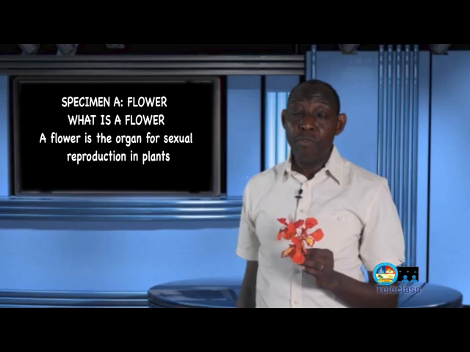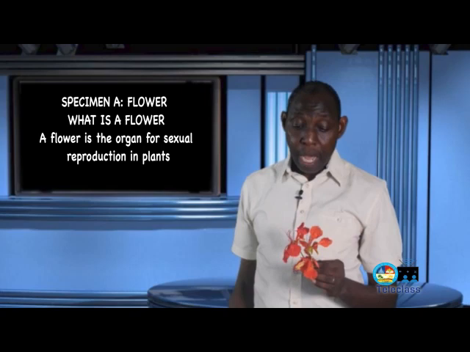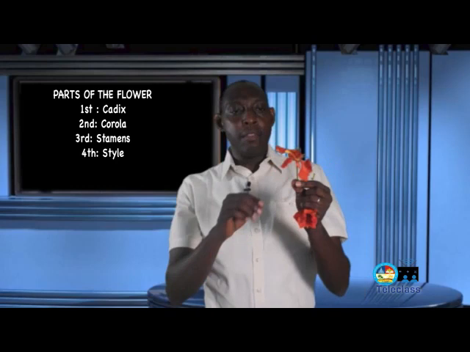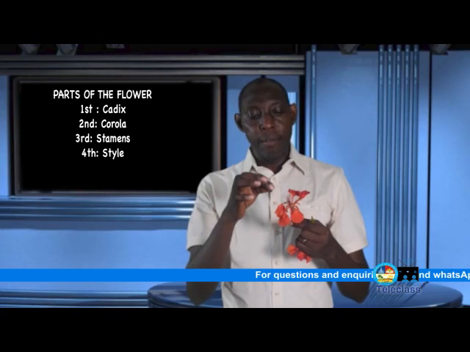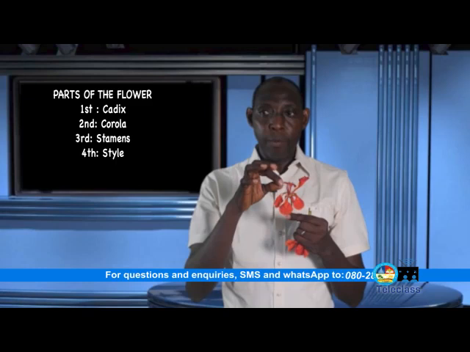And what are the parts of a flower? Every flower has four parts. Let's take a look at this one in my hand. The first part is here. This is called the calyx. Then we have the corolla. Then we have these ones that we call the stamens. And lastly, we have this one that you call the style.